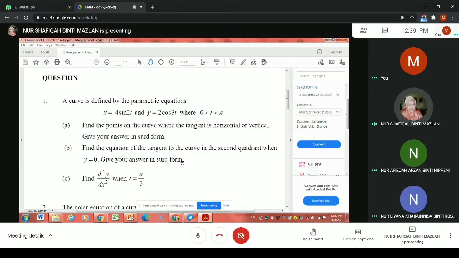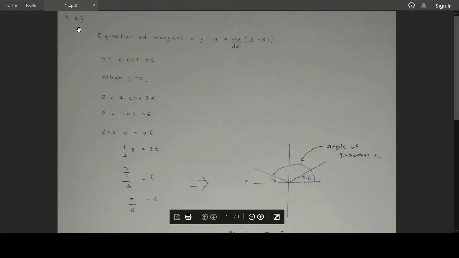For question number 1B, who can help me to solve this question? Oh, me. I think I can do the question. Okay, next I would like to explain my answer for question 1B.